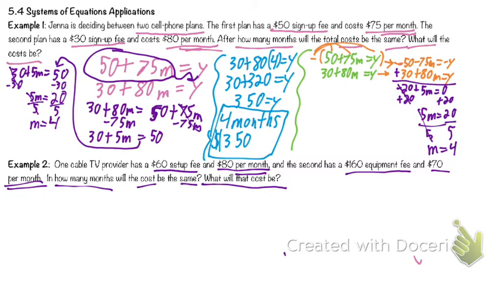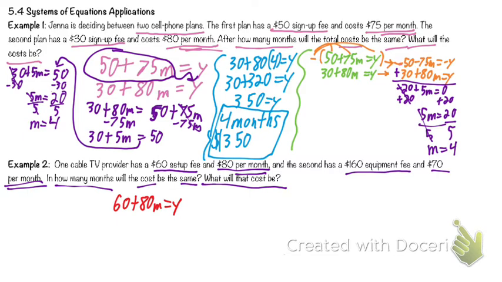Is this pretty similar to number 1? Yeah. Instead of cell phones, we're talking about cable. Basically the only difference. Raise your hand if you can help me write down the equation here. Lainey, help me with the first one: 60 plus 80m equals y. $60 setup fee plus $80 for every single month equals our total cost. Now, do we have to call our variables m and y? No, you can pick whatever you want. Just make sure you keep it straight.